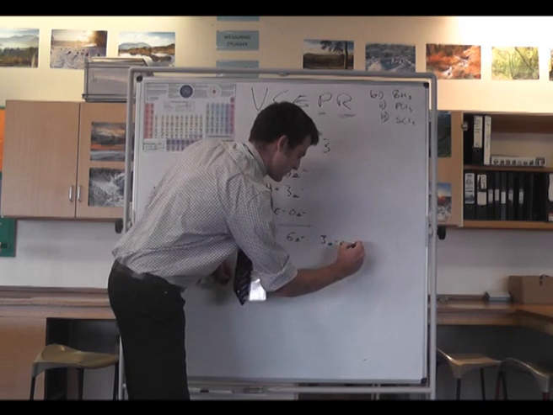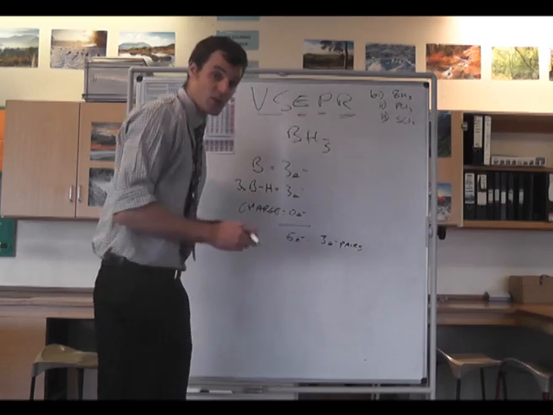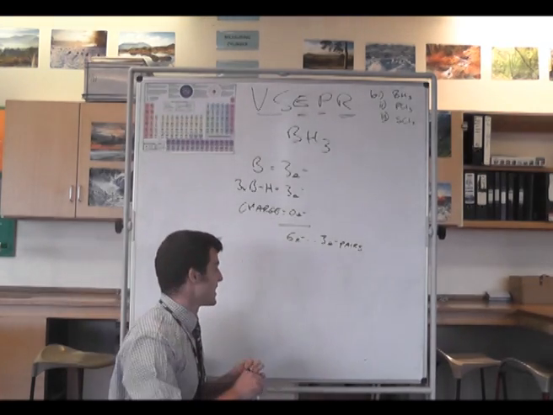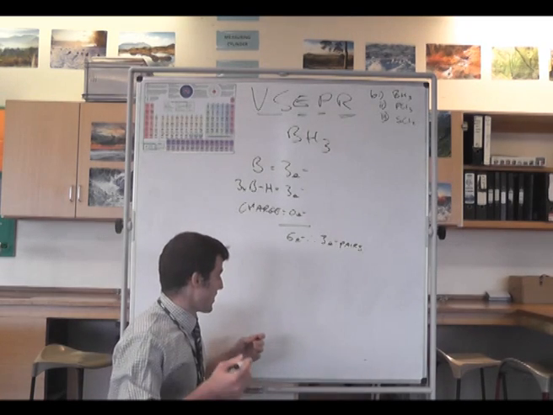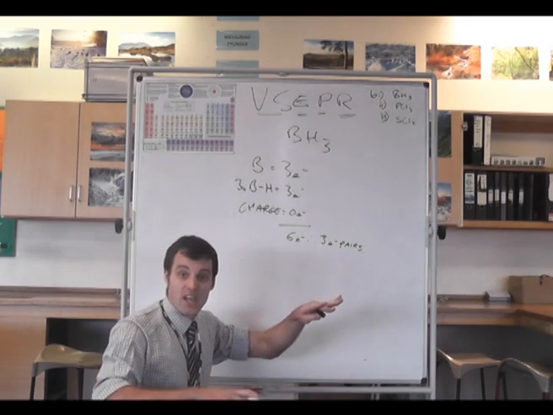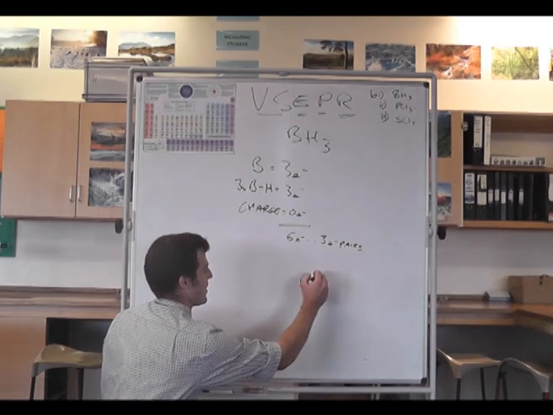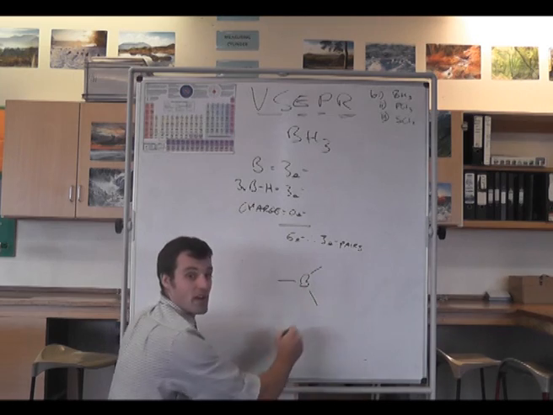3 electron pairs. Now we know, and you should know, with 3 electron pairs, the best way for them to get away from each other is to make a trigonal planar molecule. So you have boron in the middle, and then 3 electron pairs.